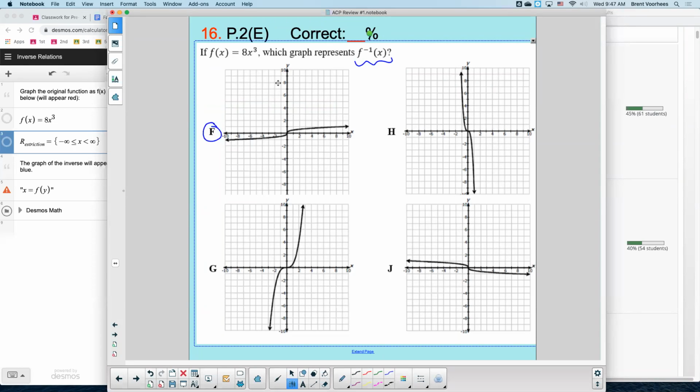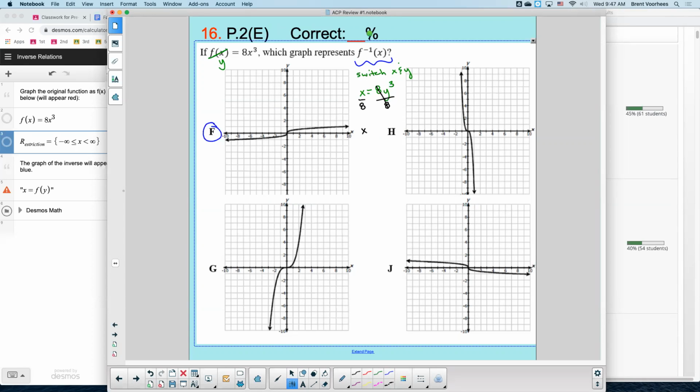Now, if you want to do the algebra, the way we learned earlier, you switch your x and y. If f of x represents y, then to solve for an inverse, switch x and y. So I would say x equals 8y cubed. Now I would solve for y. After I swap them, I'm going to divide the 8 out.